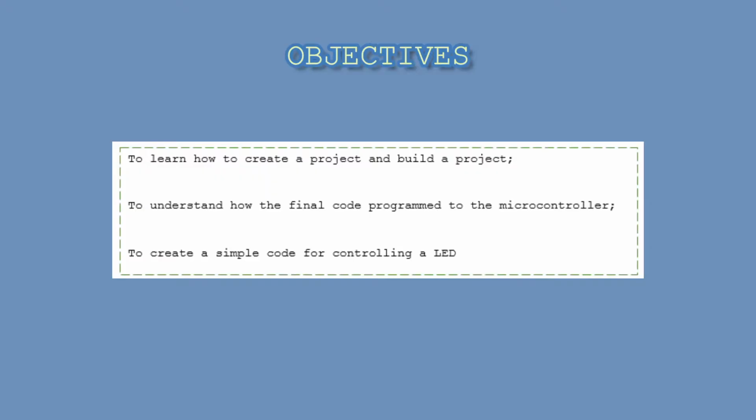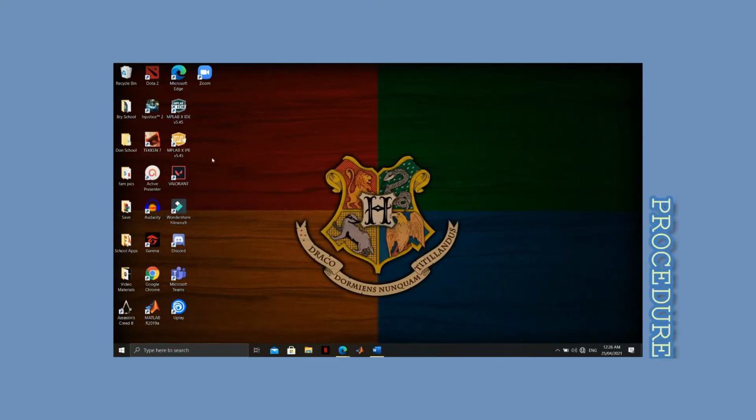The objectives of this experiment are to learn how to create a project and build a project, to understand how the final code is programmed to the microcontroller, and to create a simple code for controlling an LED. So let us now proceed with the experiment.